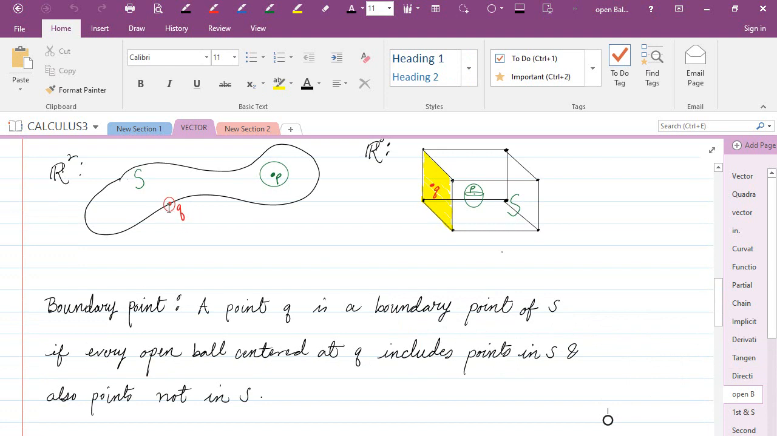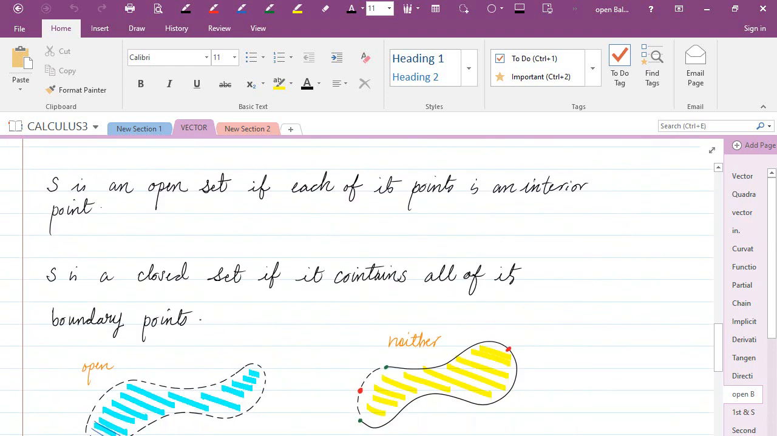So if you look at the point Q in the first figure, notice that any open ball centered at Q will always contain points from S and points outside of S. Same thing in the second figure. No matter how small of a sphere, every sphere centered at Q will contain points from inside of S and points from outside of S. So these are boundary points.